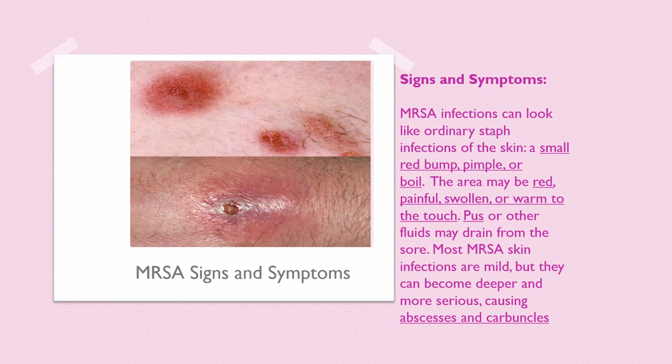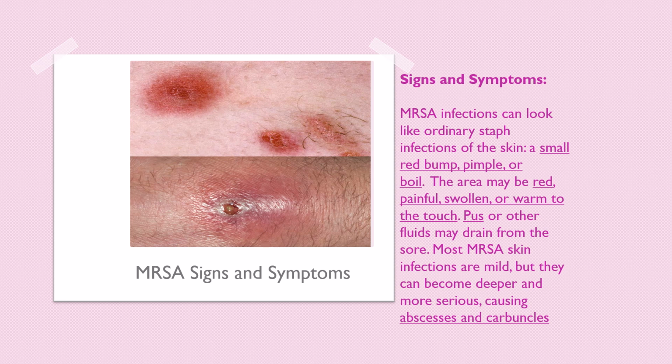Now, what we're looking for with signs and symptoms of MRSA is something that looks kind of like a pimple, but essentially this is going to be an infection that our body, our immune system, is just not strong enough to fight off. So that area where that pimple or that boil or bump is could be red or painful, warm to the touch, swollen. There could be pus or other fluids. And it can lead to a larger pocket of pus, such as an abscess, or it could lead to what becomes a carbuncle, which is a hard knot that is filled with the bacteria.